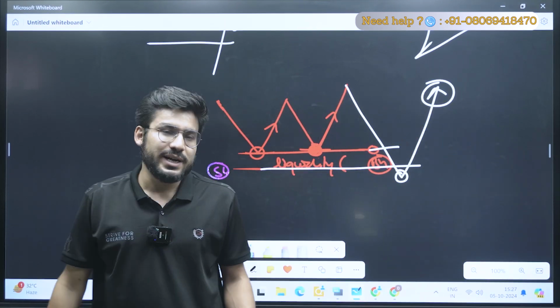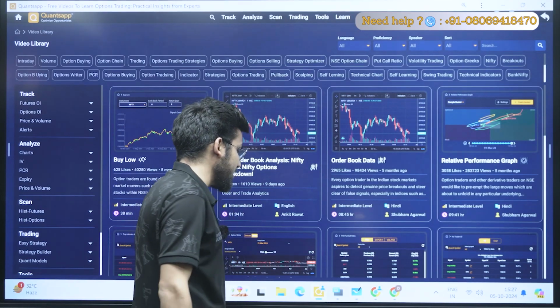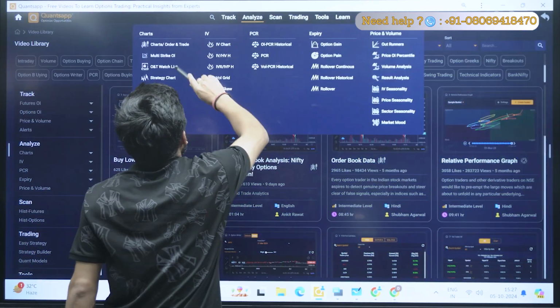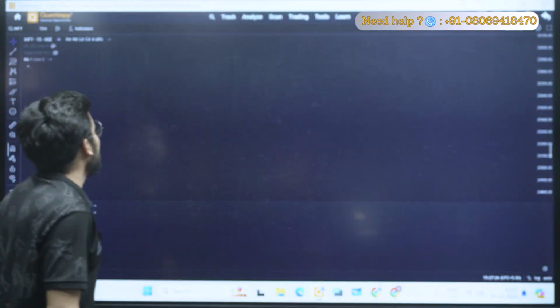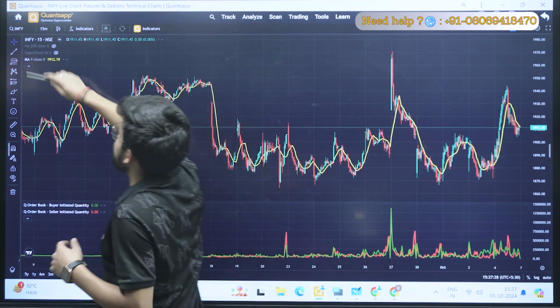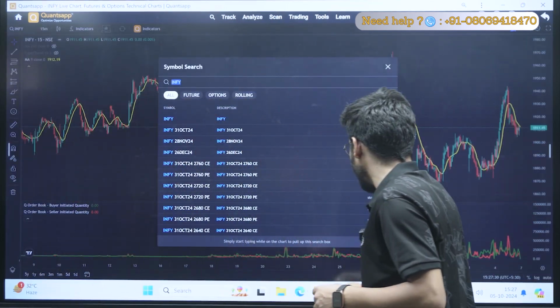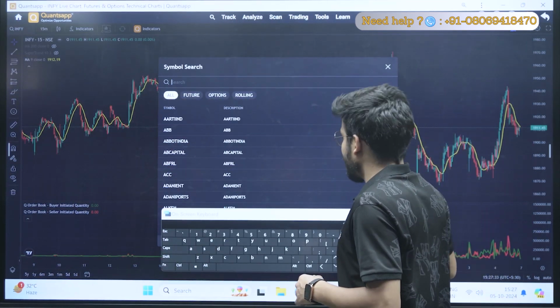Now how you can trade, so let's see it in the application. So I am opening the Quantsapp application here, and in the charts trade and order I will apply a chart of, let's take a chart of index here, okay? So first I'll take the chart of Bank Nifty.